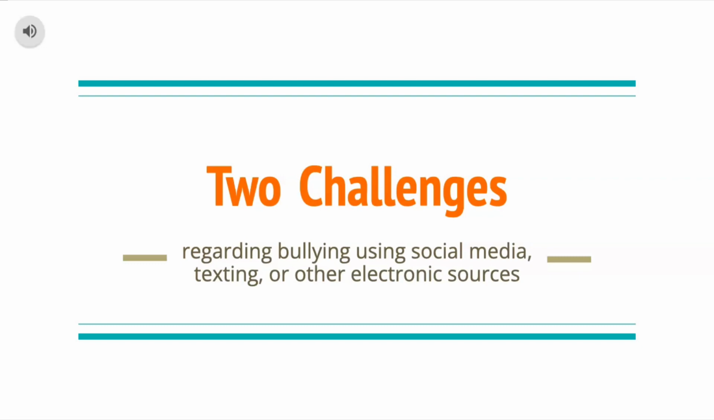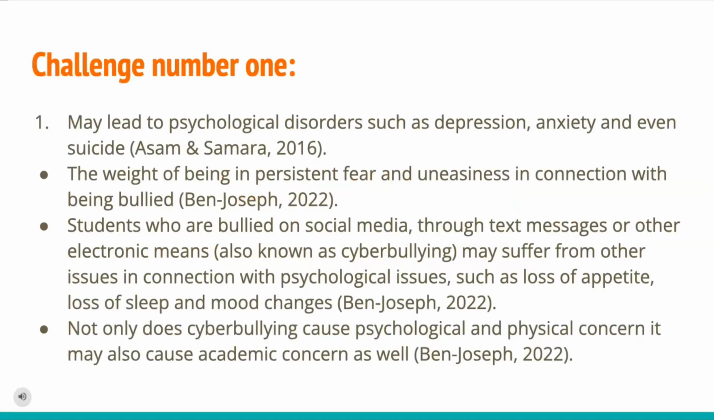Two challenges regarding bullying using social media, texting, or other electronic sources. Challenge number 1 may lead to psychological disorders such as depression, anxiety, and even suicide. The weight of being in persistent fear and uneasiness in connection with being bullied. Students who are bullied on social media, through text messages or other electronic means, also known as cyberbullying, may suffer from other issues in connection with psychological issues, such as loss of appetite, loss of sleep, and mood changes. Not only does cyberbullying cause psychological and physical concern, it may also cause academic concern as well.